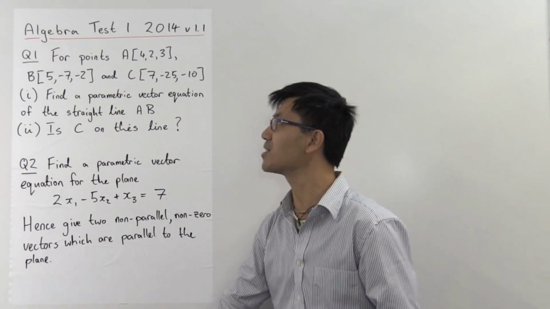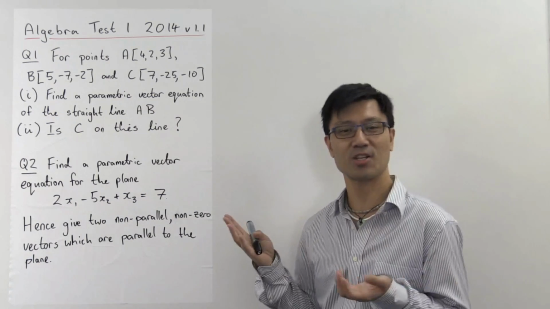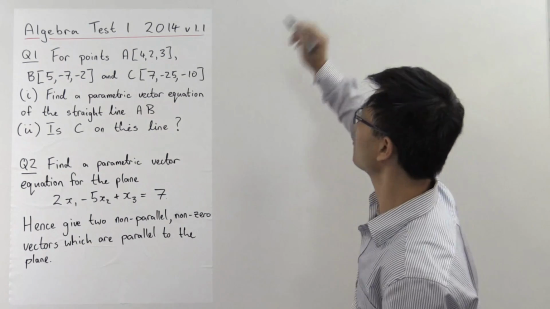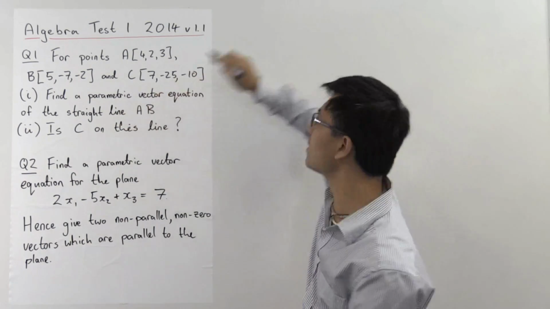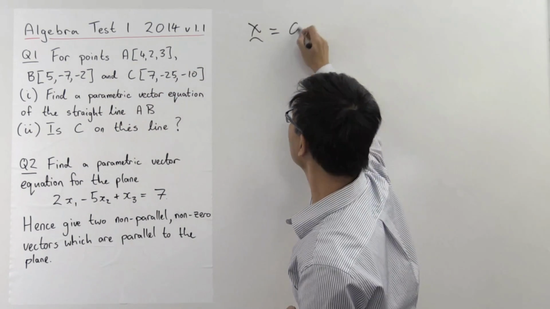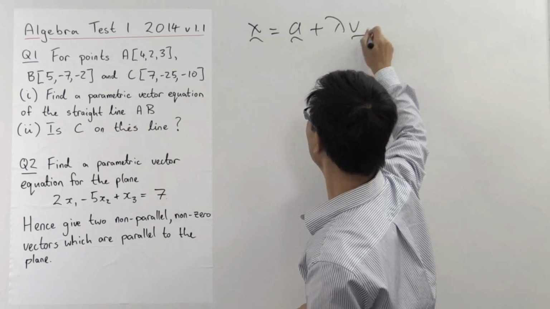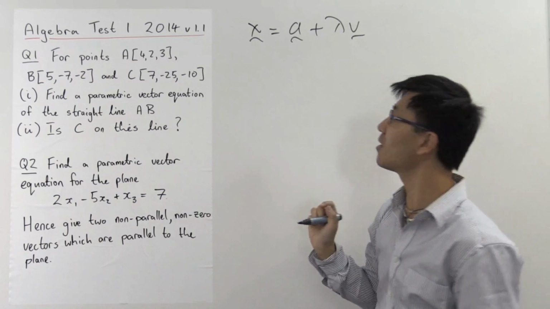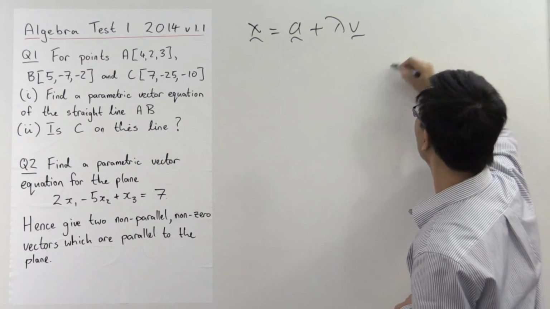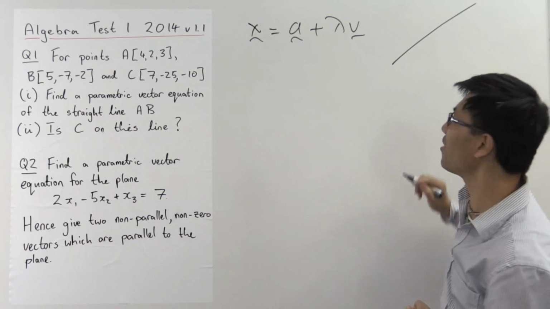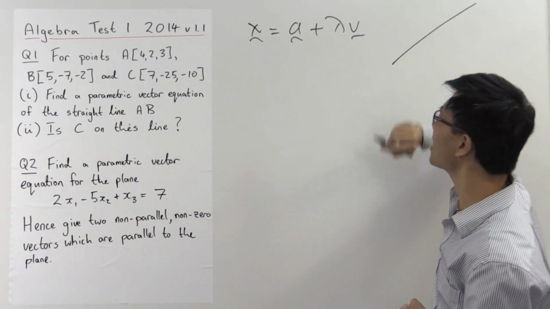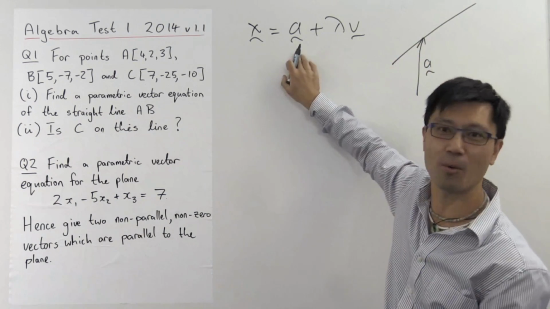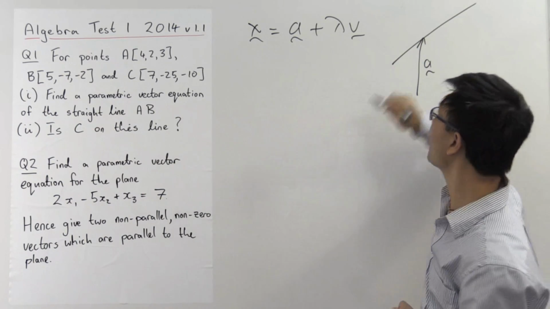Okay, so this is a question that's testing your understanding of parametric vector equations for lines. So let's just remind ourselves what the parametric form is. It's x equals a plus lambda v. And all you have to do is remember what the a and the v represent here. Always have a good picture in mind when you're doing any of these questions. Remember that a represents the coordinate vector for a point on that line, and the v represents a direction.